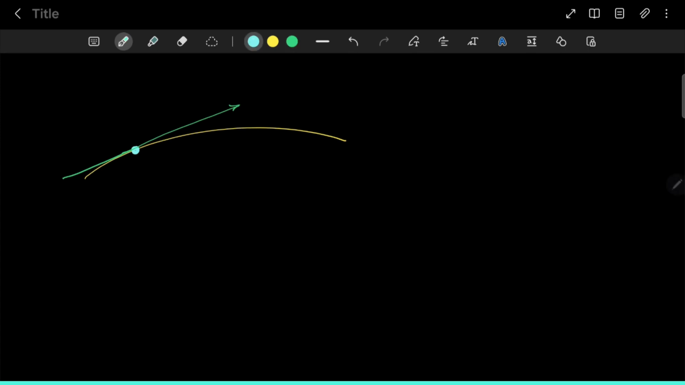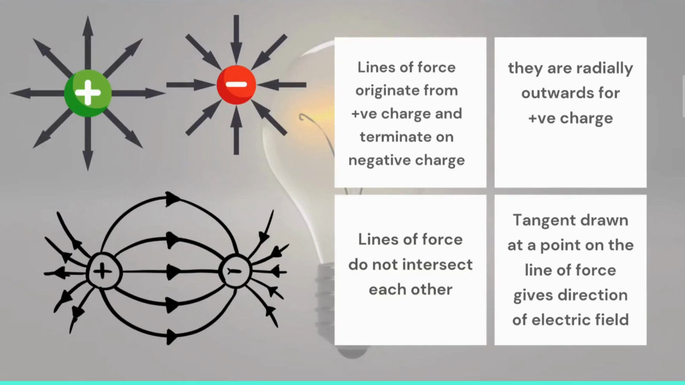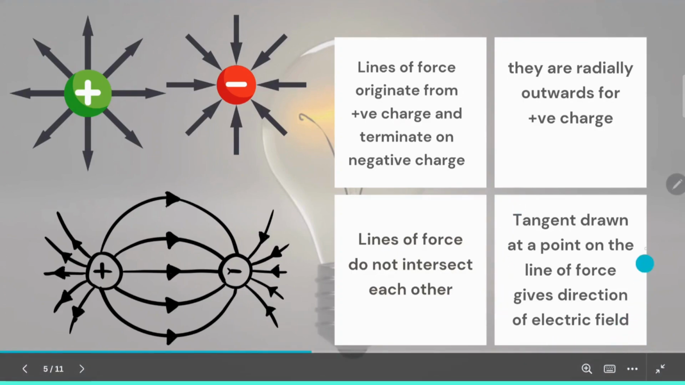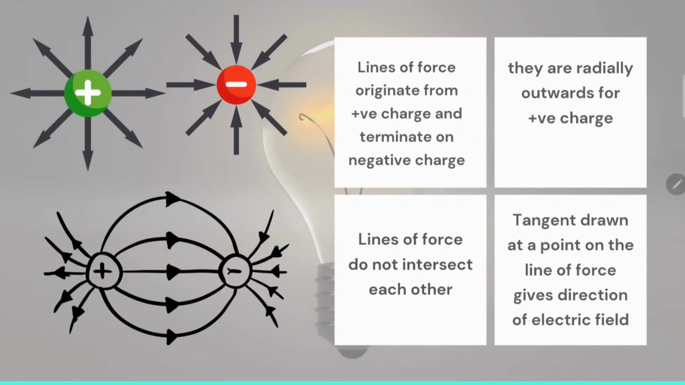For example, if I want to find it somewhere here, then again we draw a tangent to that curve like this. That will be the direction of electric field at that point. So that is the meaning of that statement: the tangent drawn at a point on the line of force gives the direction of electric field at that point. So that is the fourth point, my dear.